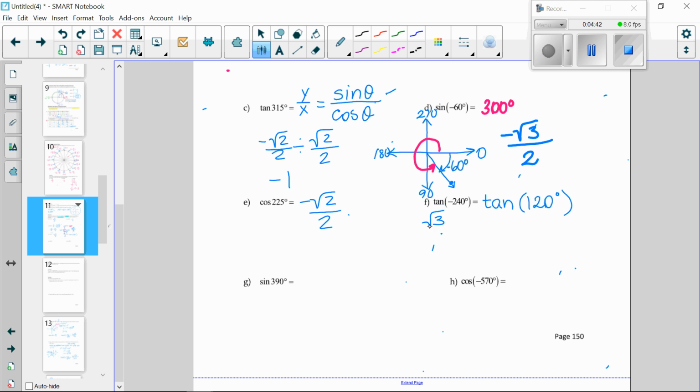So it's going to be root 3 over 2 divided by, our cos is negative in this case, so negative 1 over 2, which means I've got root 3 over 2 times 2 over negative 1, pardon me, negative 2 over positive 1. Now if I cancel these, my negative stays and my ratio is going to be negative root 3.